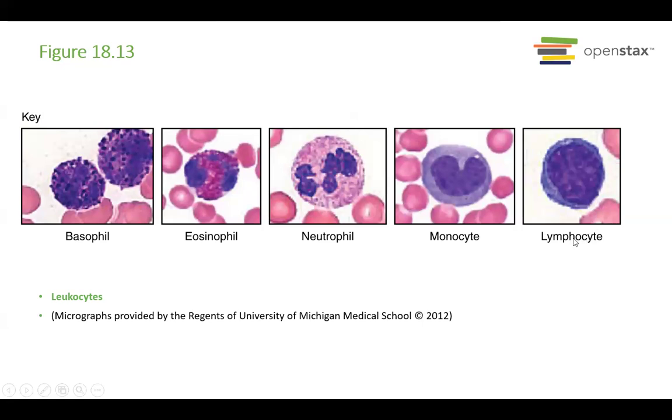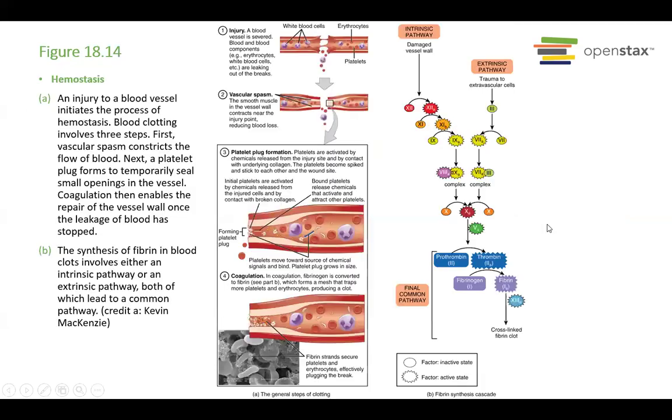And lymphocytes, there are two types of lymphocytes, the T lymphocytes and the B lymphocytes.